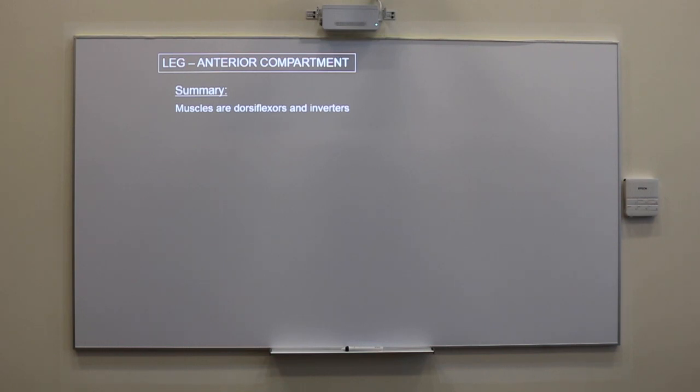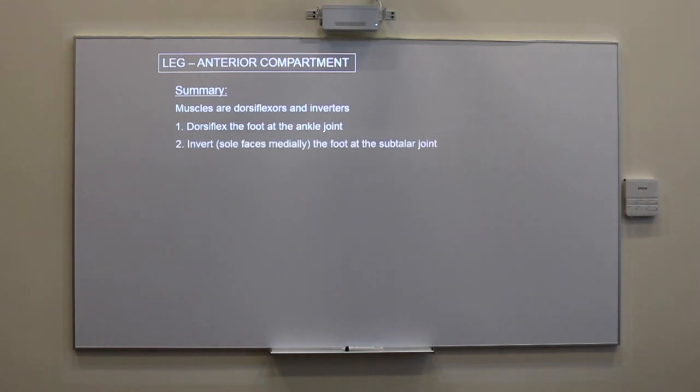So the summary here is that the muscles present in the anterior compartment of the leg are dorsiflexors and inverters. The inverter is basically the tibialis anterior. The dorsiflexors are extensor hallucis longus and extensor digitorum longus. Dorsiflexion happens at the ankle joint.